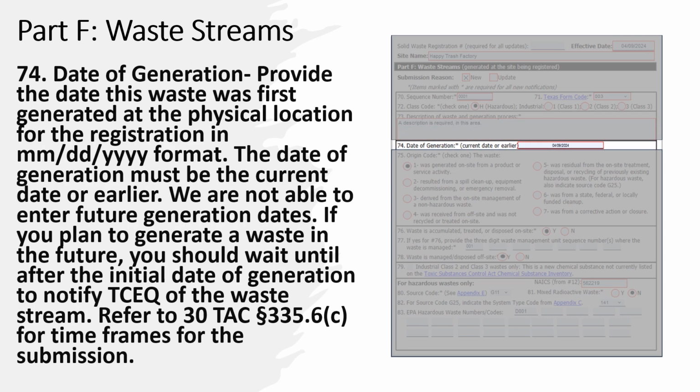Number 74. Date of generation. Provide the first date this waste was first generated at the physical location for the registration in month, day, year format. The date of generation must be the current date or earlier. We are not able to enter future generation dates. If you plan to generate a waste in the future, you should wait until after the initial date of generation to notify TCEQ of the waste stream. Refer to Texas Administrative Code 335.6C for timeframes for the submission.